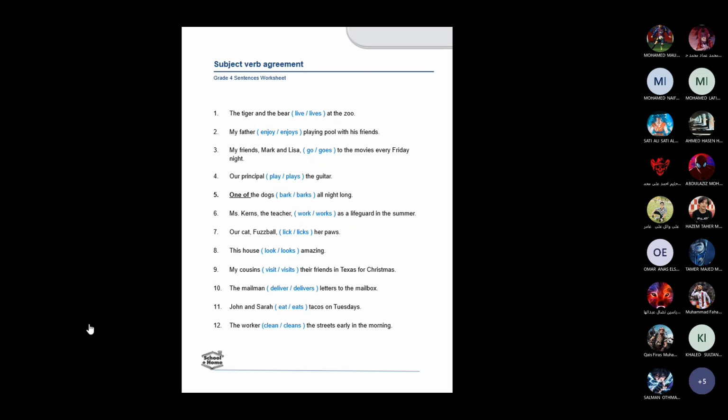Okay, Abdulaziz. Number two is incorrect, Abdulaziz. My mom and dad, two people. This is plural. Okay, and you've solved something else, guys. Guys, I'm asking you to solve this page, please. You see the page on the screen or not? I'm asking you to solve this page, which you see on the screen. This one.